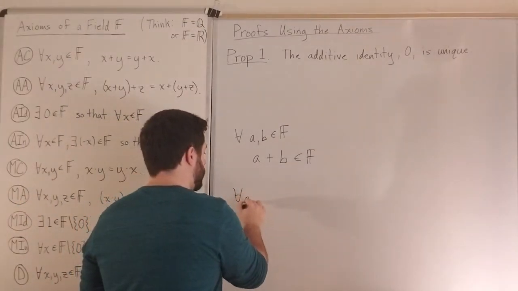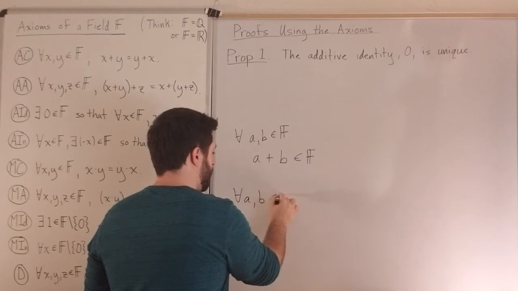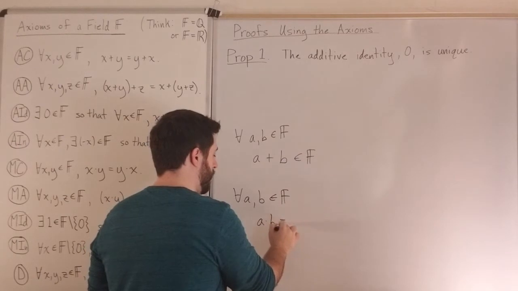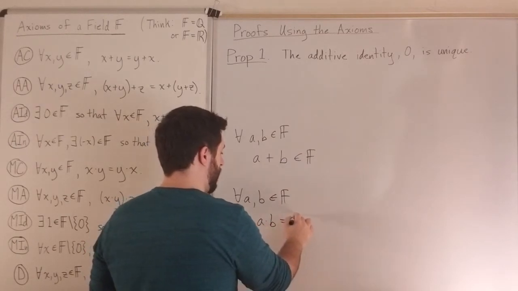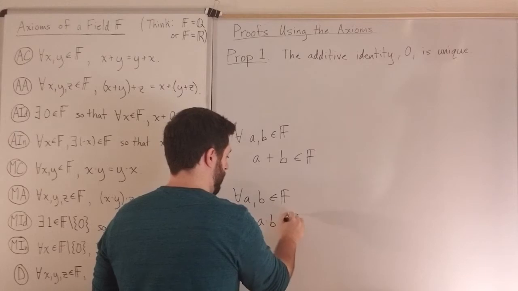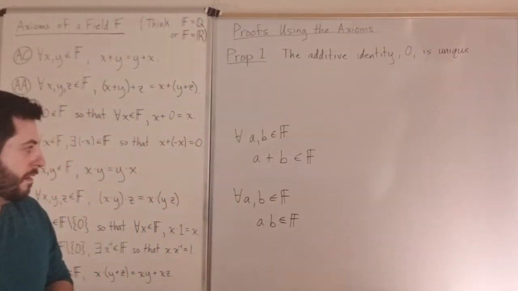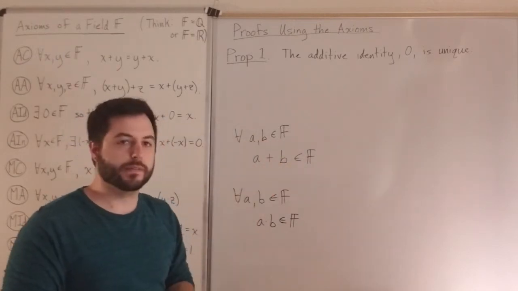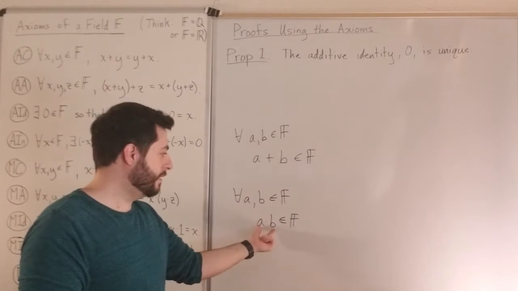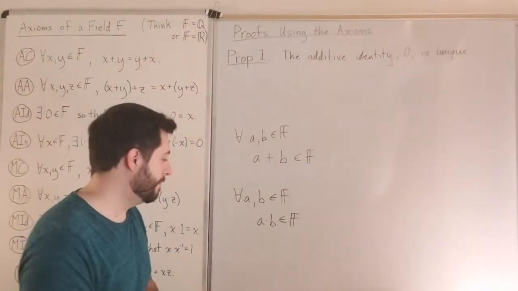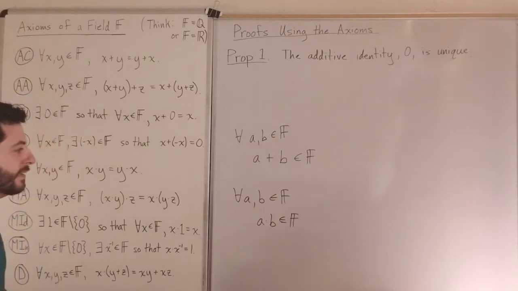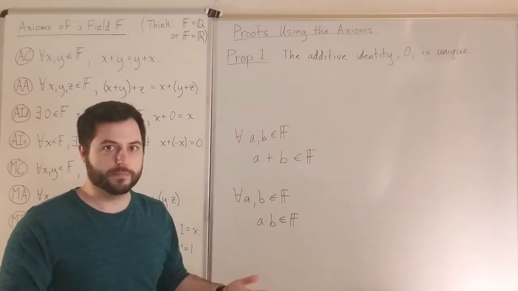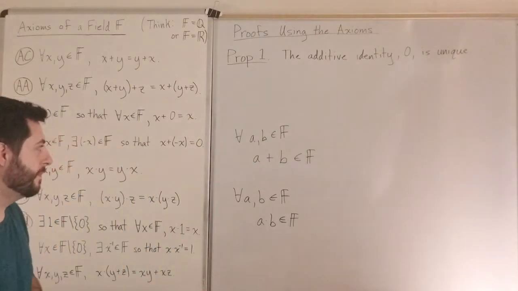The other binary operation is multiplication, which we just write with a little dot. So whenever you have two elements of your field, you can add them together to get another element of your field, and whenever you have two elements of your field, you can multiply them together to get another element of your field. Now we're going to think about these two binary operations as addition and multiplication. They are addition and multiplication.